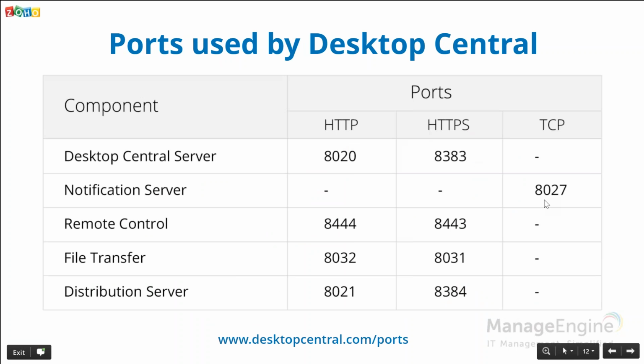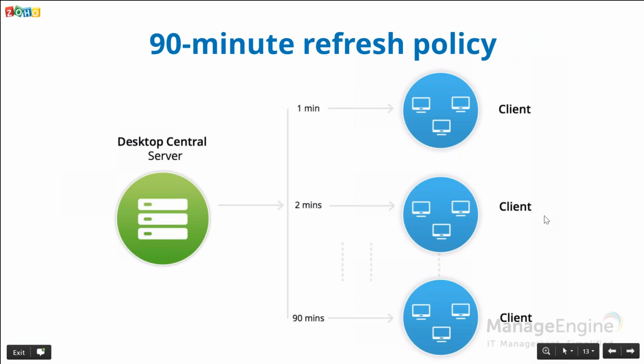That's the architecture on desktop central product level. Then there are different set of ports used by Desktop Central. So we do support HTTP, HTTPS, as well as TCP ports. These are different set of components involved in the product, and all of them use the respective ports based on the functionality. If you want to know more on that, you can go to desktopcentral.com/ports to know more on it.